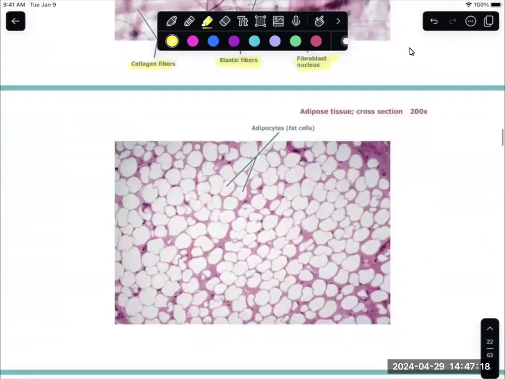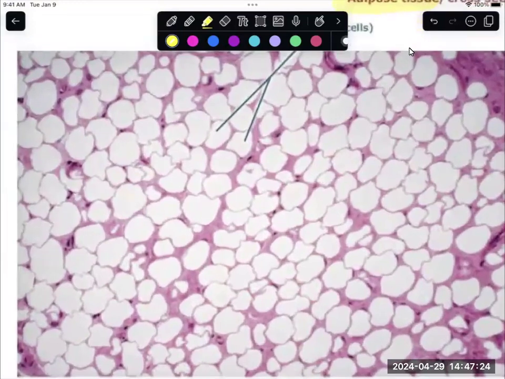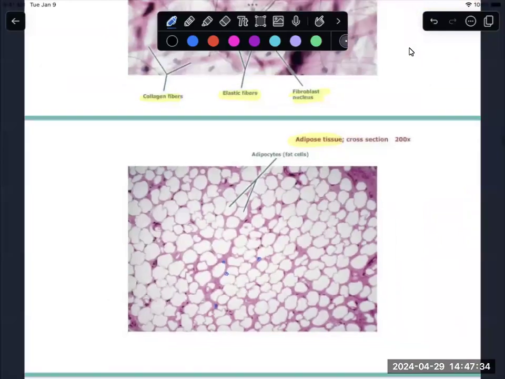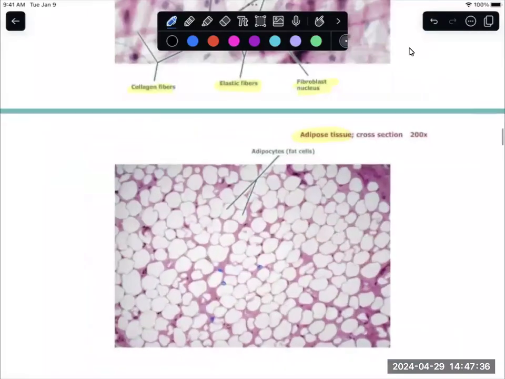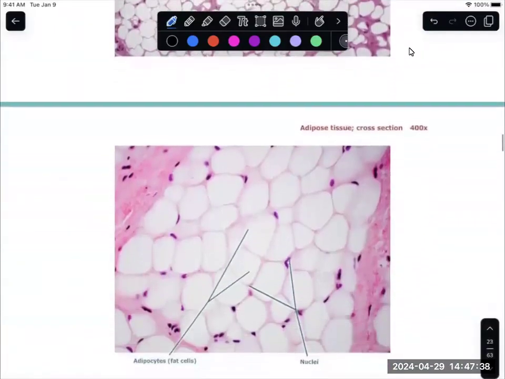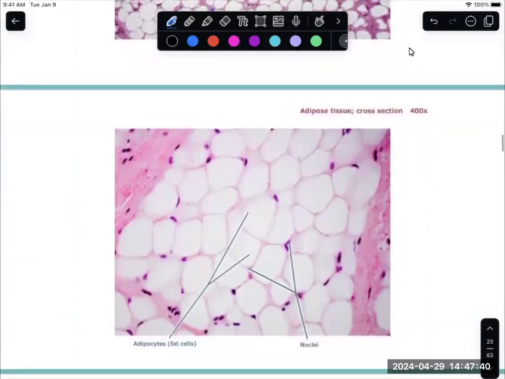Here's a bunch of fat cells. So here's that adipose tissue. You can see the little tiny nuclei that is pushed off to the side of the cell that may even look like it's outside of the cell. And they're just a bunch of white bubbles. Here's another example of those adipose cells, just lots of white, kind of soap bubbly appearance.